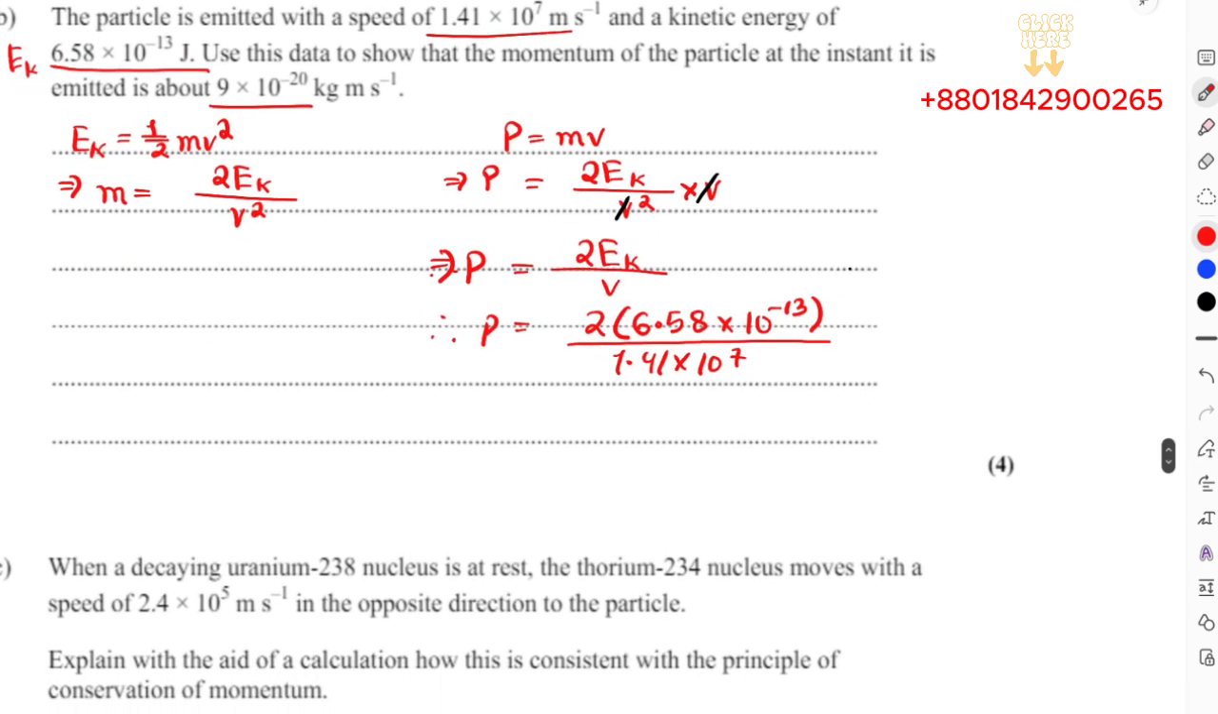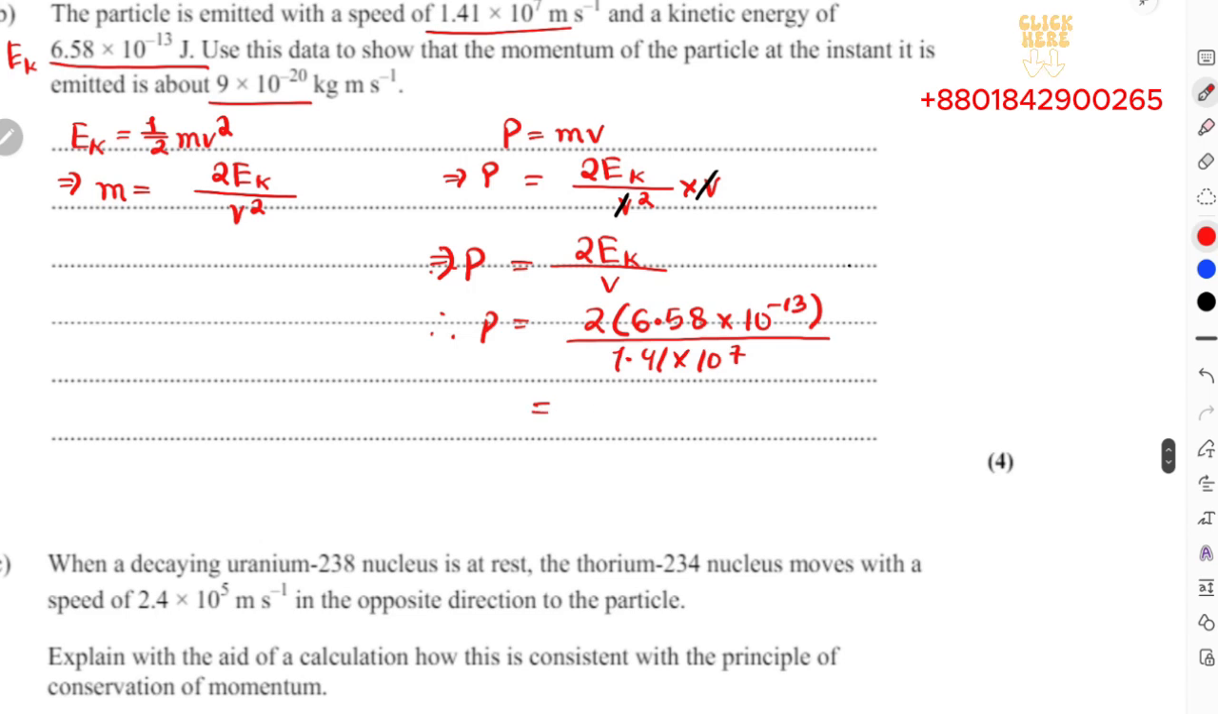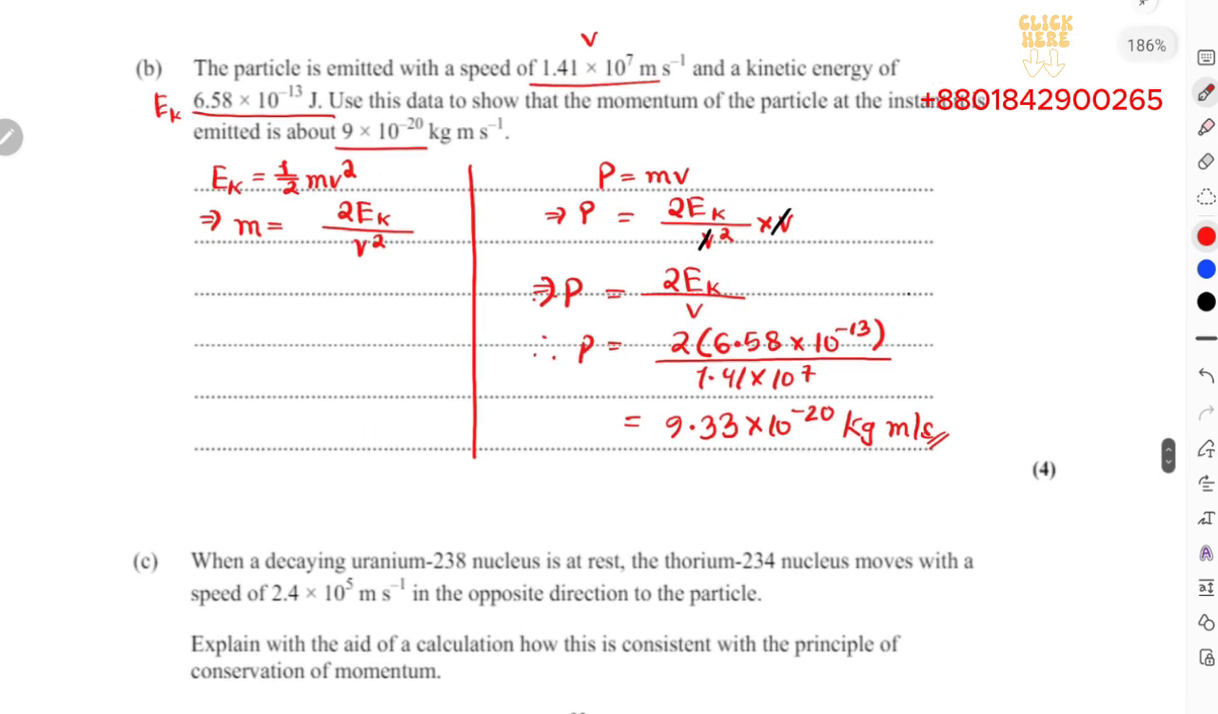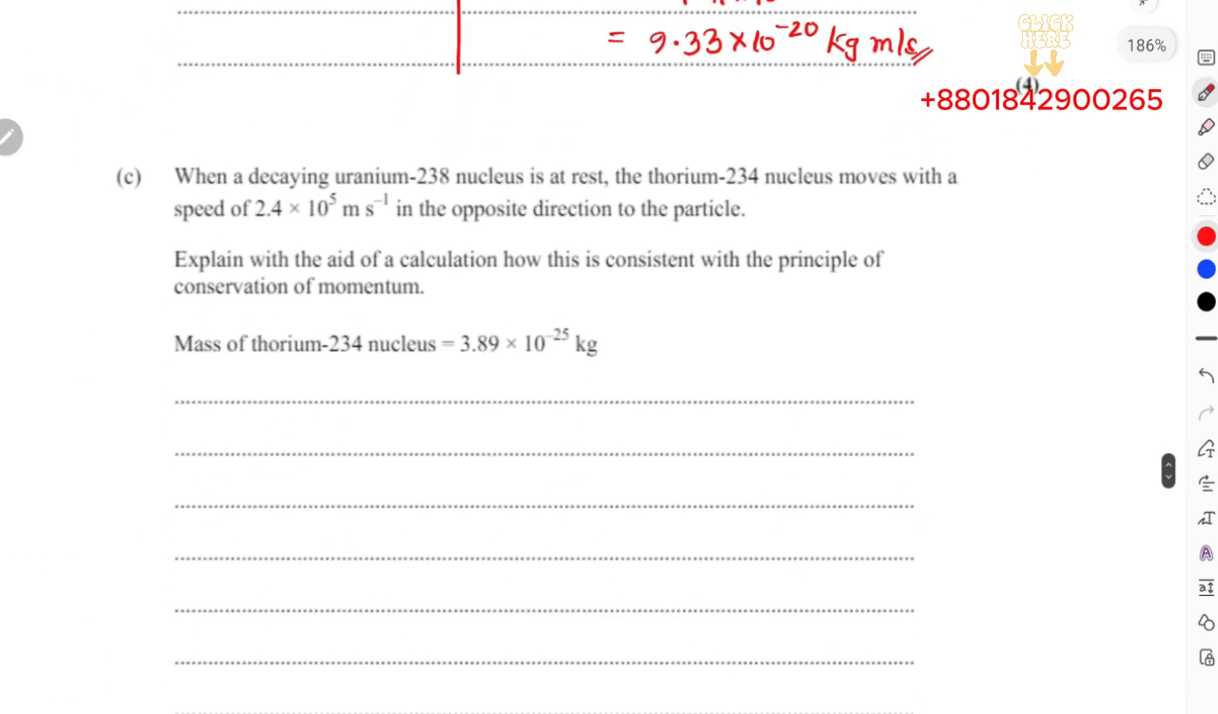And you're going to get a value of 9.33. As I've already stated, the value should be approximately 9, not exactly 9, right? So this is the final value for momentum that you're going to get. Okay, let's move on to part C.